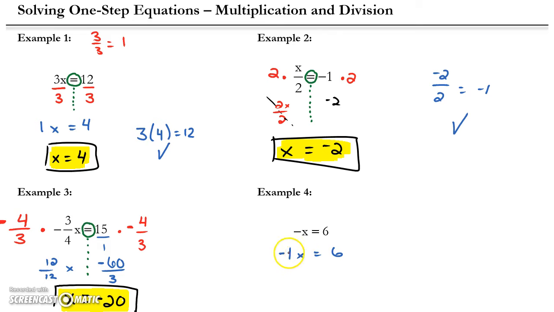I'm multiplying x by -1, so I take my equal sign. To get rid of multiplying, I divide by the exact same thing. -1 divided by -1 becomes my +1x, or just x. And 6 divided by -1 is -6. Box it in, it's my final answer.